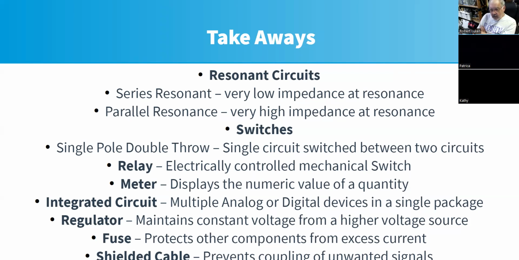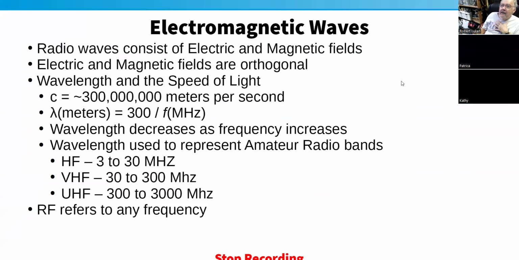We mentioned shielded cable that is making use of what's called a Faraday shield, which is a conductor around the wires to prevent coupling of unwanted signals or also radiation from the wires themselves. So it prevents external fields from affecting what's inside the shield.